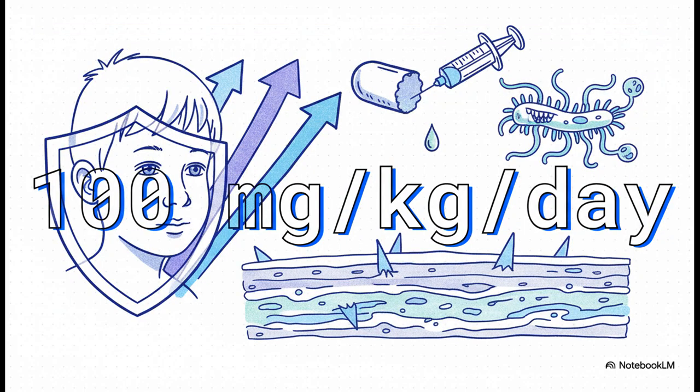And what about for kids? It's rare, but when it happens, you have to be aggressive. The maximum recommended daily dose for amoxicillin, especially for severe deep tissue infections, can go all the way up to 100 milligrams per kilogram per day. That's a serious dose, but it's what you need to get the job done.